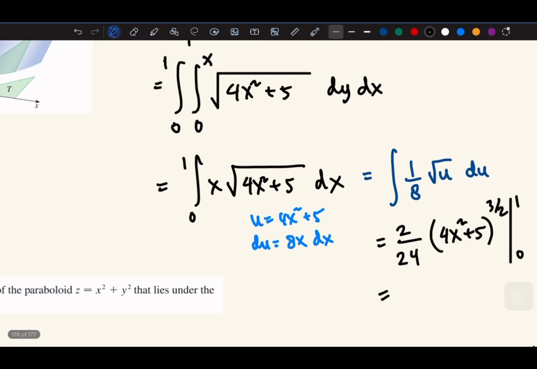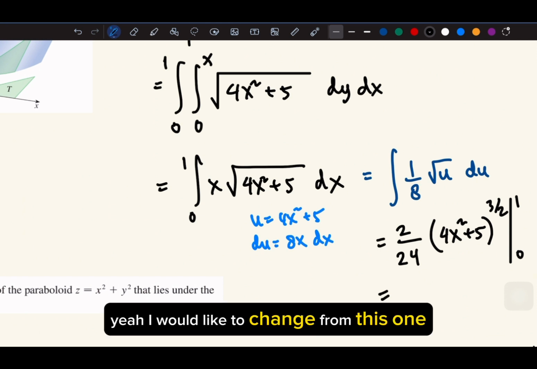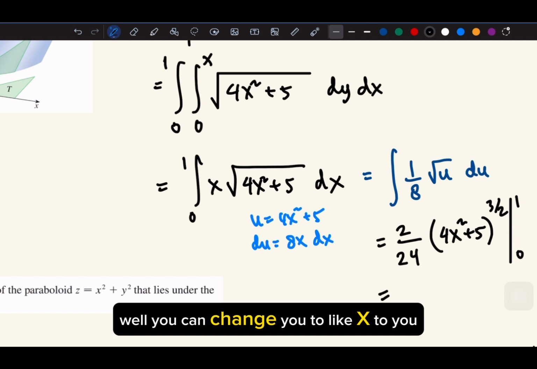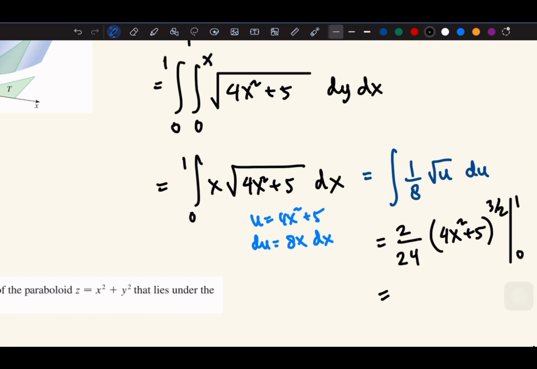Sorry, did you change the boxes, right, when we're doing the substitution? Yeah, I would like to change from this one, but I changed back to x, so I will use the same. Well, you can change x to u. But the answer would still be the same, right? Yeah, it's still the same.